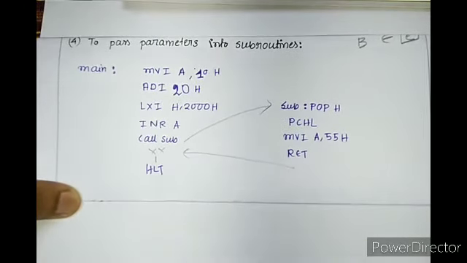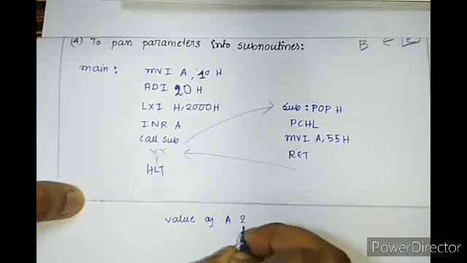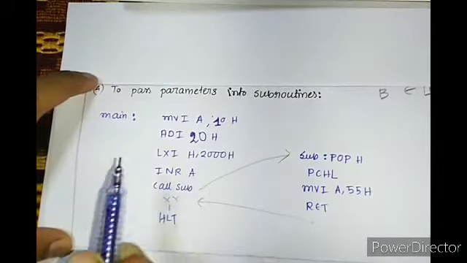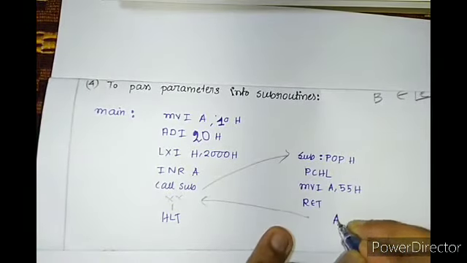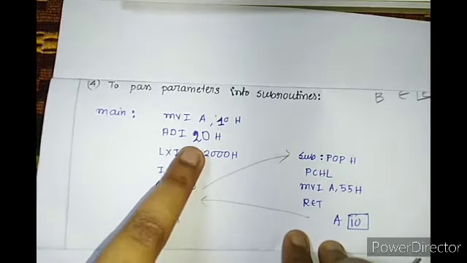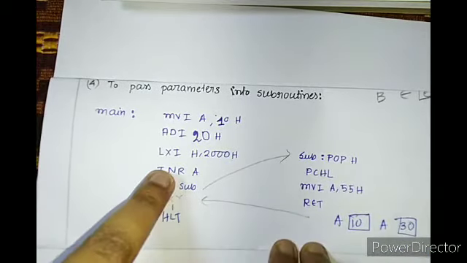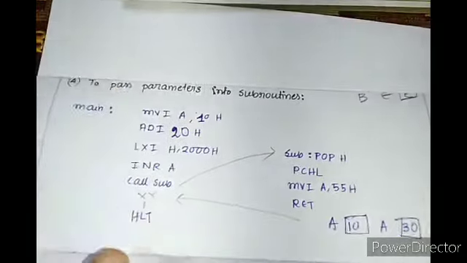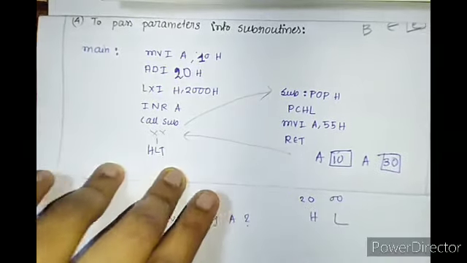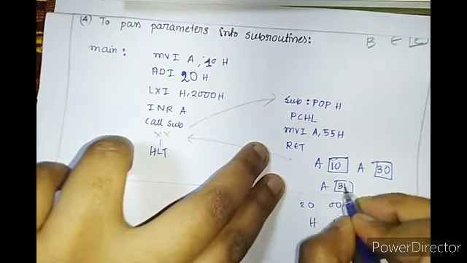What is my question? What will be the value of A? Right? Let's execute. MVI A, 10. A has 10. ADI 20. Add immediate 20. A will become 30. LXI H, 2000H. Initialize the HL pair with data 2000. Okay. INR A is 31.